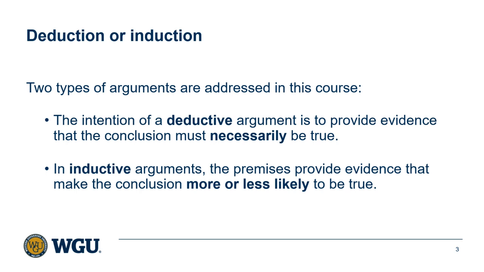The intention of a deductive argument is to establish its conclusion in a way that neither doubt nor exception is possible. This kind of argument, if good, provides evidence that its conclusion must necessarily be true. The other type of argument, inductive argument, contains premises that make its conclusion more or less likely to be true.